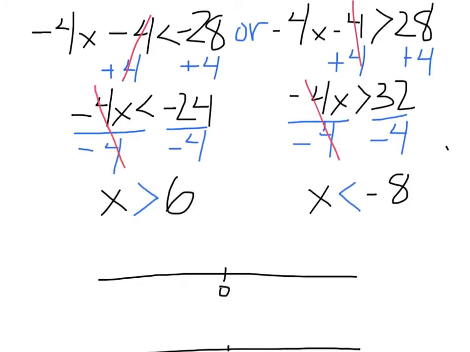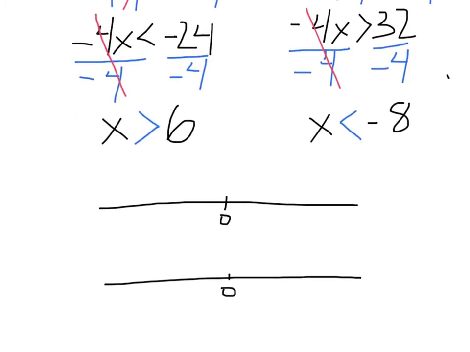Now that you're all caught up, we're going to go ahead and graph these guys. So I was in the process of going 1, 2, 3, 4, 5, 6, minus 1, minus 2, minus 3, minus 4, minus 5, minus 6. That's 6 out here. And we're going to need to go to 8 for the other one, huh? 1, 2, 3, 4, 5, 6, 7, 8. Minus 1, minus 2, minus 3, minus 4, minus 5, minus 6, minus 7, minus 8.